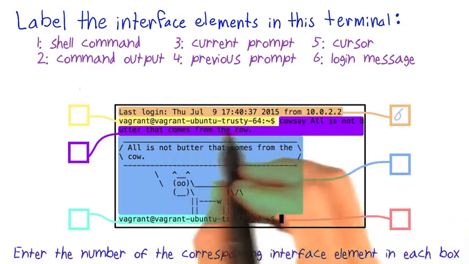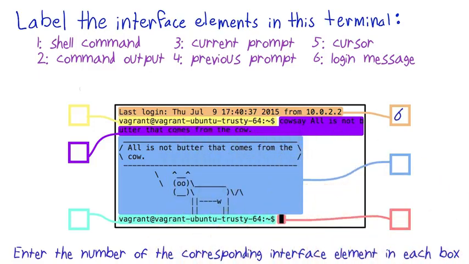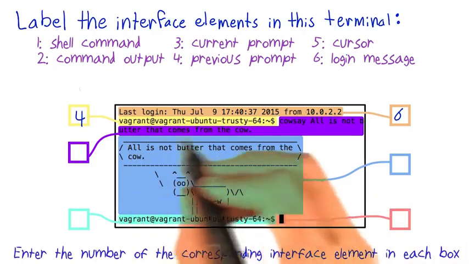This first line of text is the login message. When a new terminal is opened, it's common for some informational message to be printed. The exact contents of this message depends on the particular system you're using and how it's configured. On the next line, we see a command prompt.